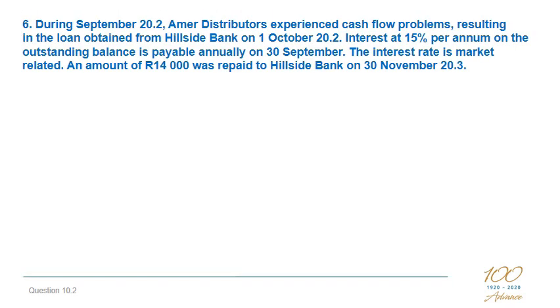Now they tell us that during September, we experienced cash flow problems, resulting in a loan obtained from Hillside Bank on the 1st of October 20.2. Interest at 15% per annum on the outstanding balance is payable annually on the 30th of September. Remember, payable, that's cash concept. We're not interested in cash, we're interested in accrual. So the interest rate of 15% is market related. And an amount of 14,000 was repaid to Hillside Bank on the 30th of November 20.3.